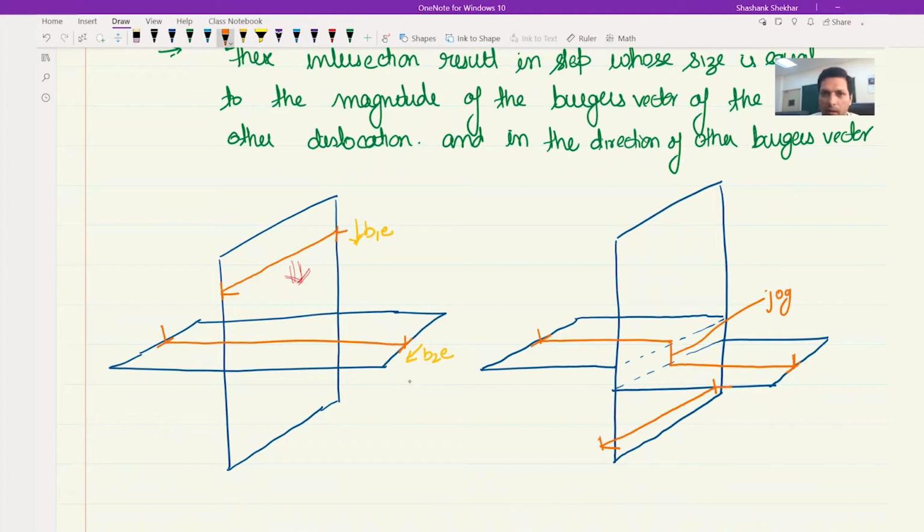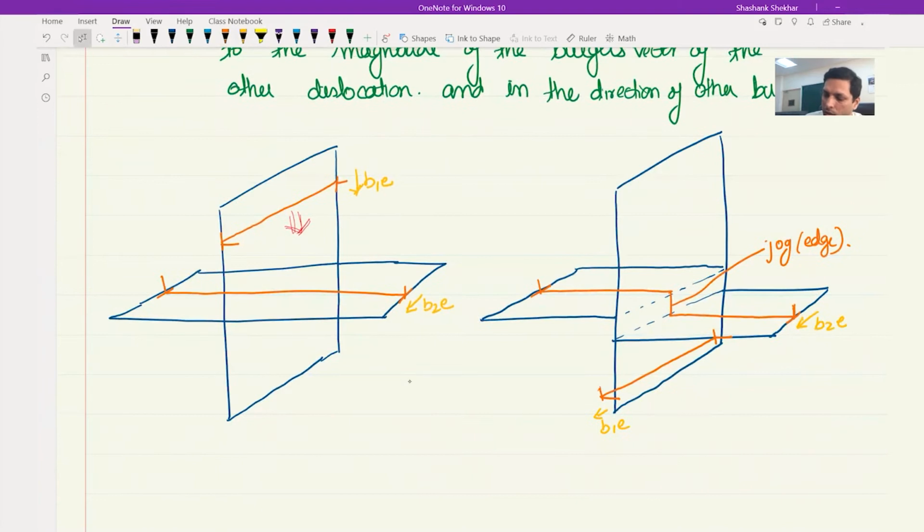You can see jog meaning it has left the original plane, and therefore there are two different planes, and the Burgers vector remains like this over here. So this is the line vector and this is the Burgers vector, therefore this is still an edge dislocation. So this is S2 and there is S1.